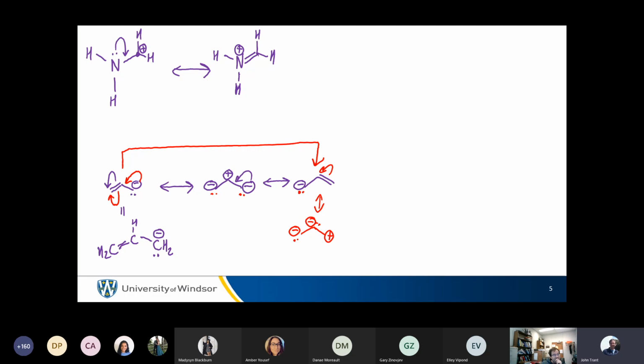What if you have multiple double bonds? Does this make things a lot harder? Well, it expands the range of possible resonance structures. So let's do an example where we have multiple double bonds. Let's say we had this molecule here. Okay, there it is. I drew it poorly.